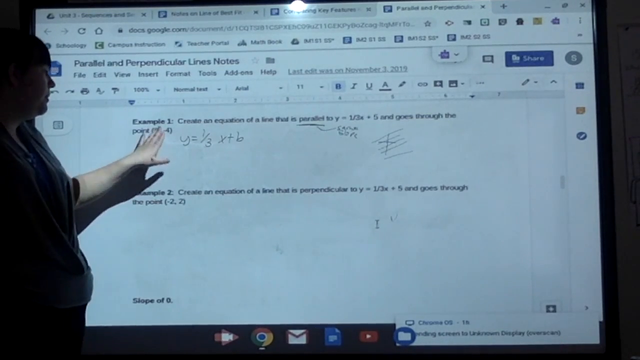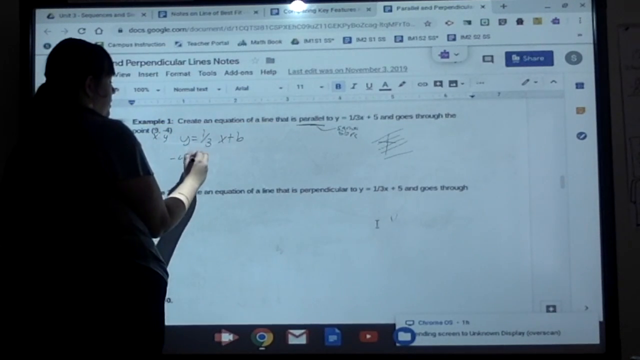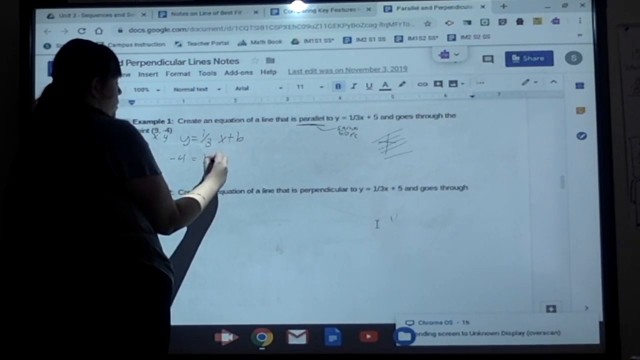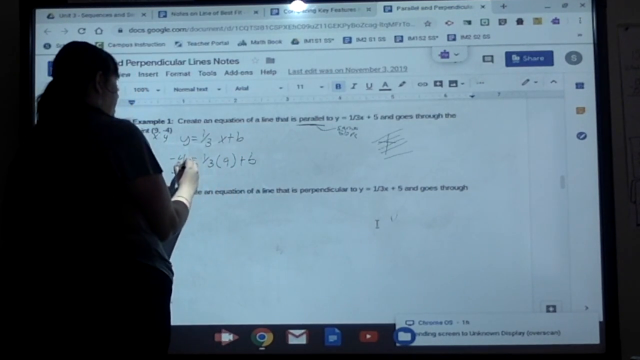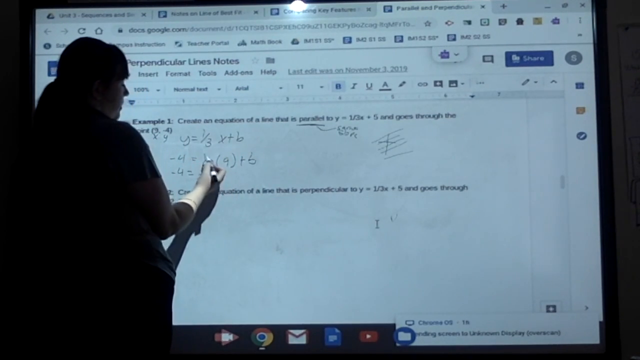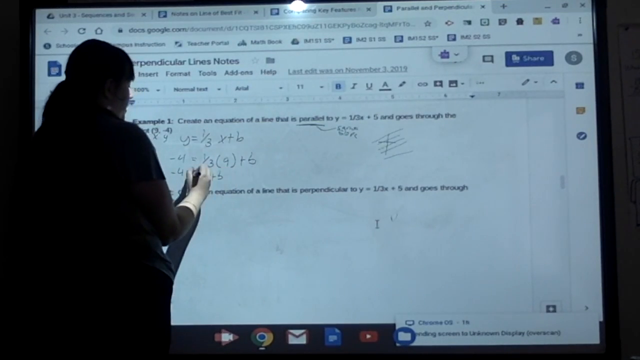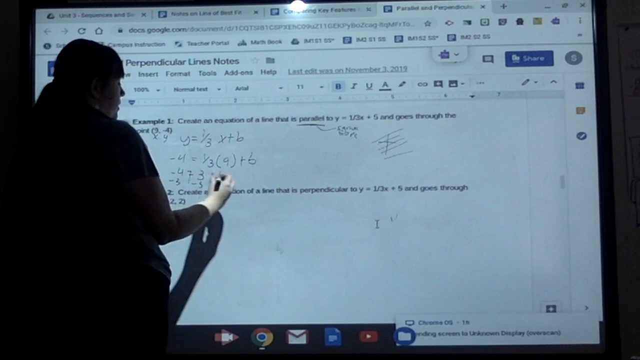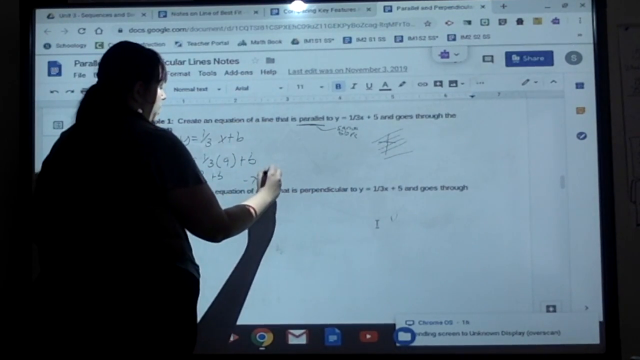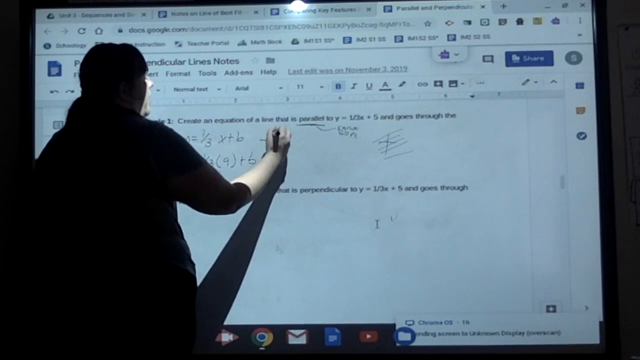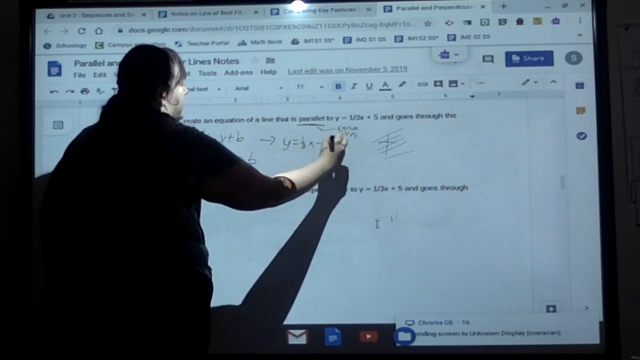And then you're going to plug in this point. Remember, it's x and then y. So if I plug in the point, my y was -4, equals 1/3 times x, which was 9, plus b. If you type that in a calculator, you get 3, because 1 times 9 is 9, but then divide it by 3 is 3, plus b. To solve, I minus the 3. To find out, -4 minus 3 is -7 equals b. So my answer is y equals 1/3 x minus 7.